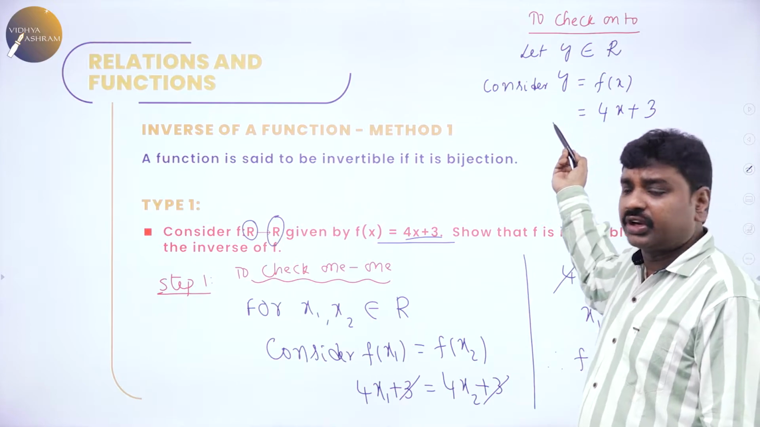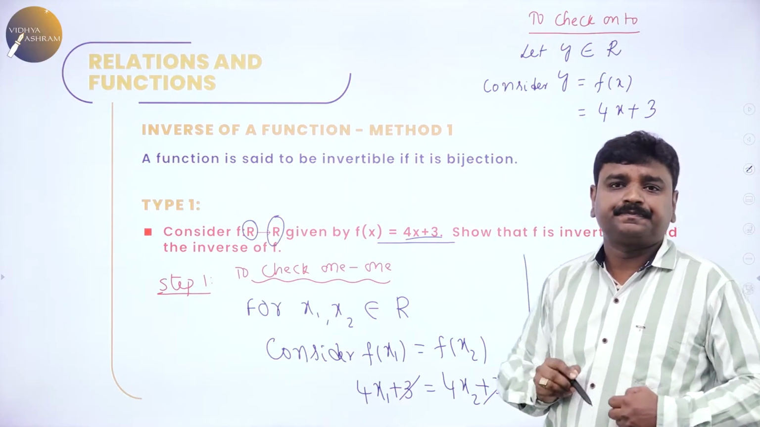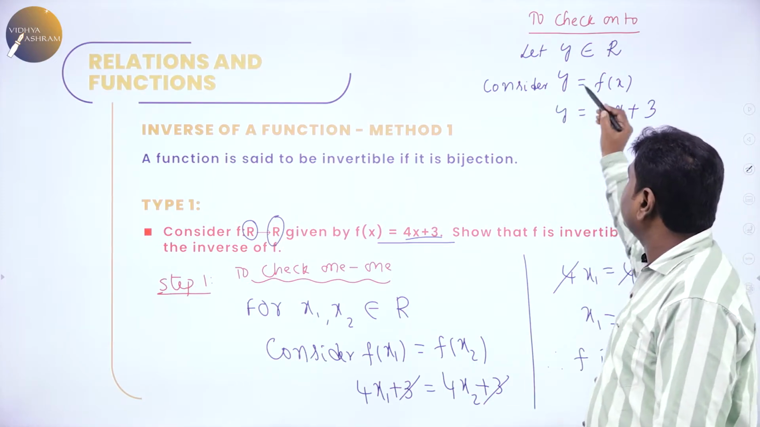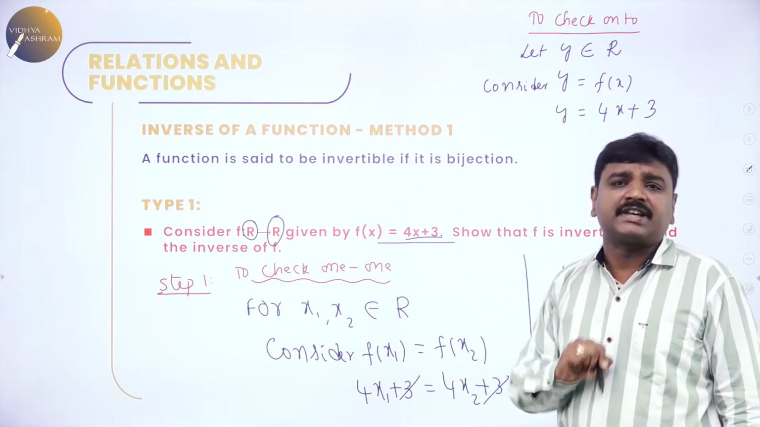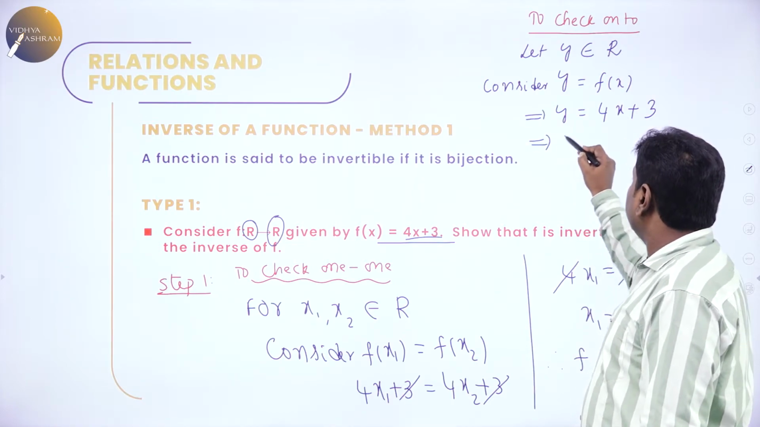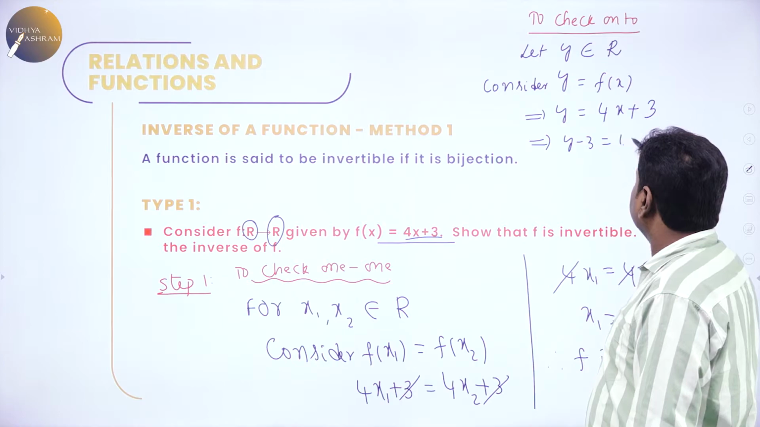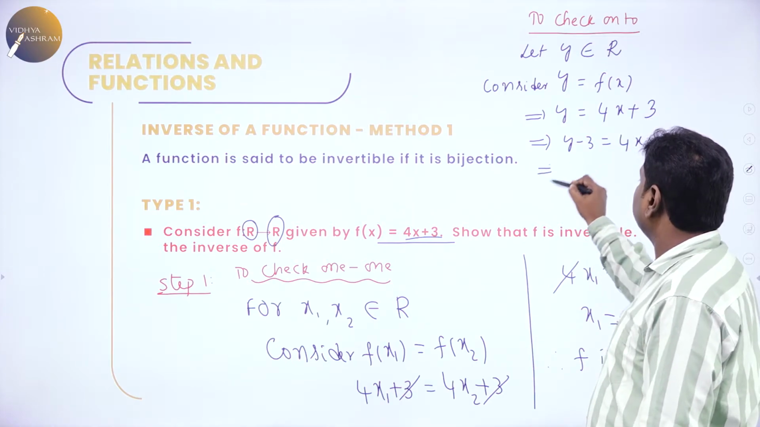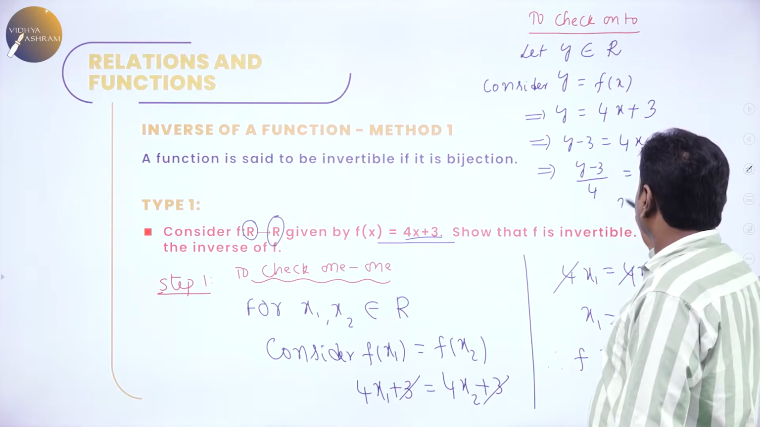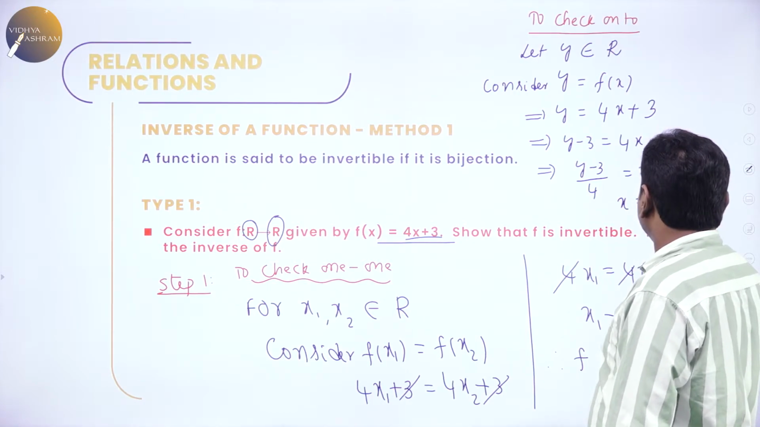Observe the question. You got f of x, substitute it and solve for y. From this you rearrange and get the value of x. Rearrange this, that implies y minus 3 is equal to 4x. And we are interested in x. That implies y minus 3 divided by 4 is x. So we got the x value. What is the x value? Y minus 3 by 4.